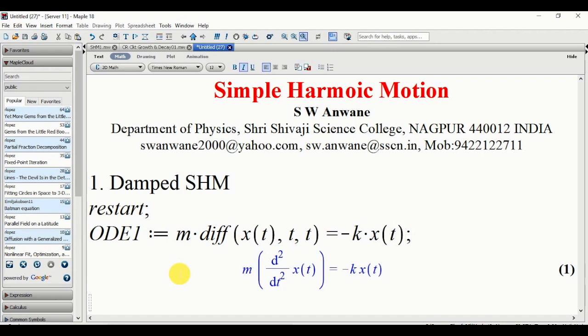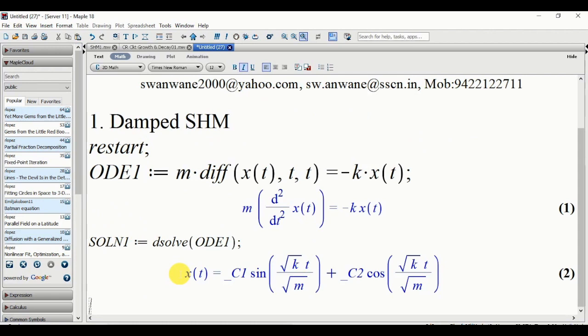Now immediately we can solve this differential equation, and that I shall call SOLN1, that is solution 1. That solution 1 is equal to dsolve ODE1, and you can just press the enter key. So this will return the solution of the differential equation. Now normally square root of k by m we call omega, and that omega is appearing here. You have two constants c1 and c2 appearing here, and if you desire a numerical value of the differential equation, then you can just plug in some numerical values for m and k.